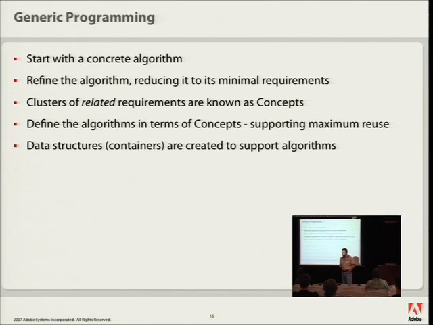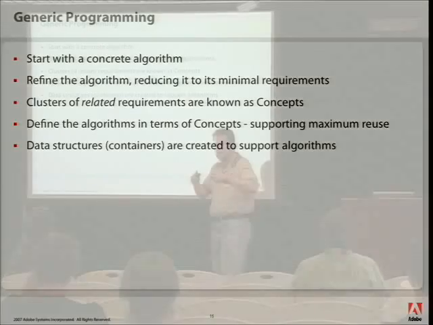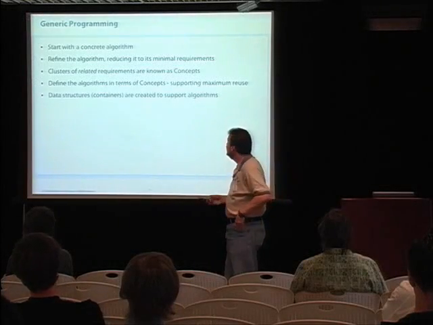And this leads us to generic programming, where my team spends a lot of our time. The idea with generic programming is you start with a concrete algorithm. You refine the algorithm, reducing it to its minimal requirements. Clusters of related requirements are known as concepts. And we have a little more formal definition that we'll get to in a minute. Then you define the algorithm in terms of the concept, supporting maximum reuse. So if you have an algorithm and you can then prove that it's a correct algorithm, now what you want to do is lift out that algorithm so it's written in terms of its minimal requirements so that you can reuse it in the most number of areas.